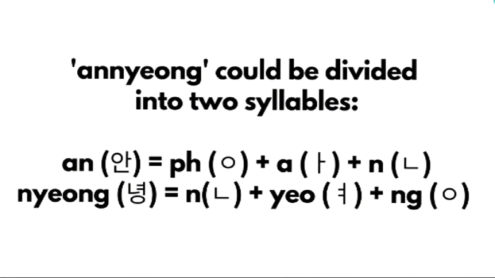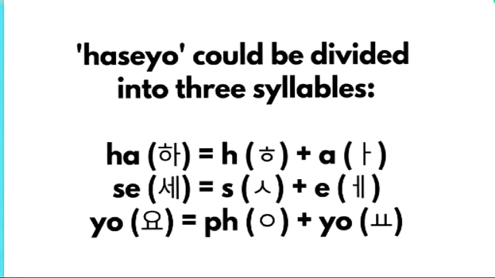The first syllable, an, is formed from the combination of the sounds a and nieun, or the n sound in English. While the second syllable, nyong, is formed from the combination of the sounds nieun, yo, and ieung. That's it for annyeong. On the other hand is haseyo, which could be divided into three syllables.